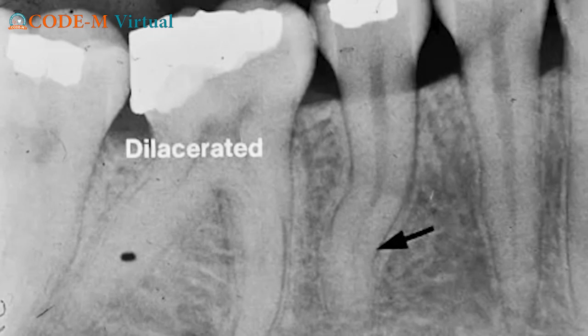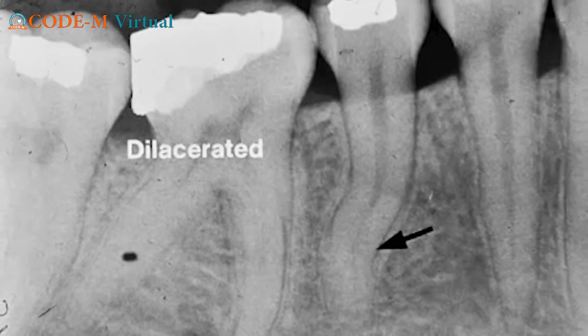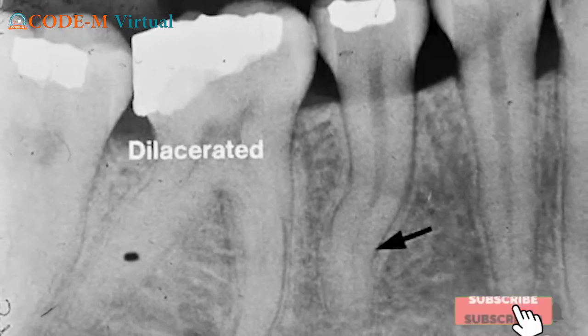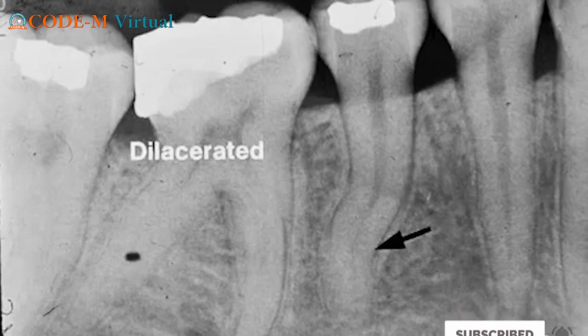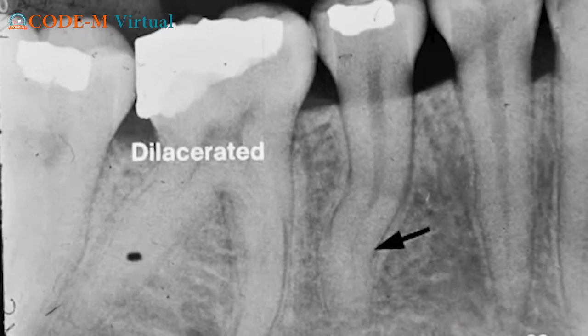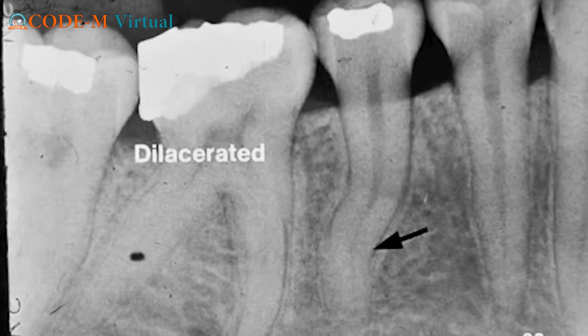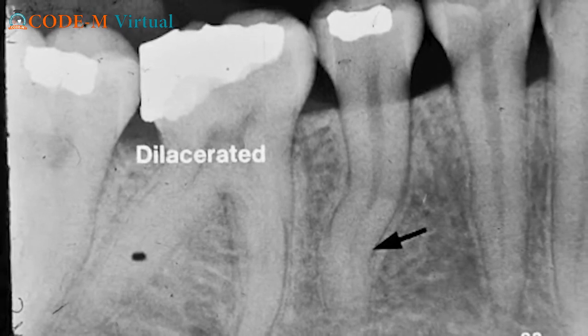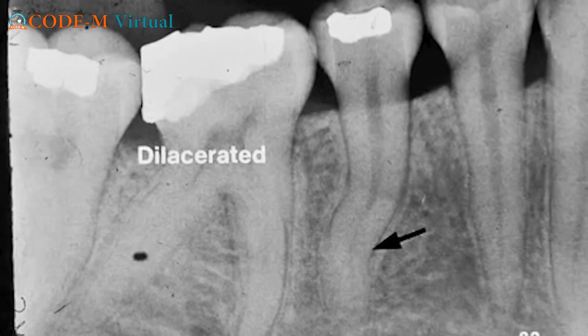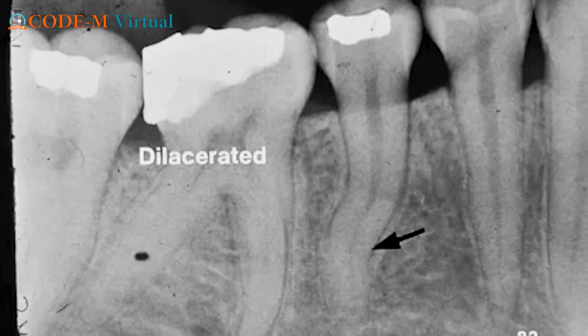In this x-ray we see the premolar having a curved root. This type of root is called a lacerated root surface, and in the molar as well we can see the other root, the distal root, can be dilacerated.